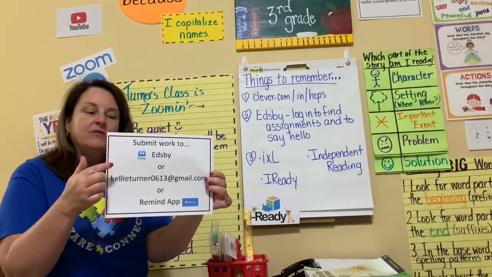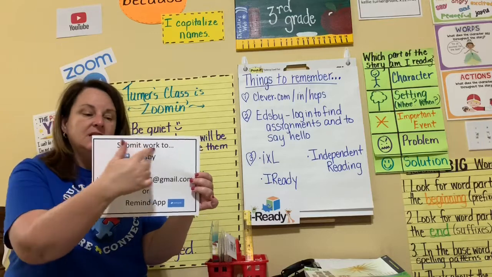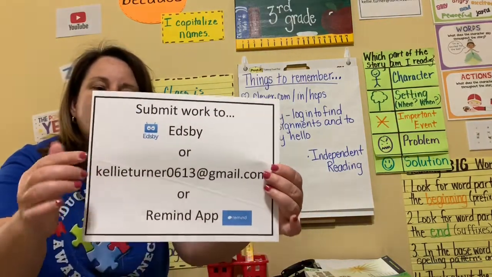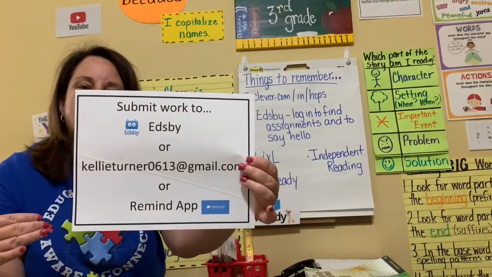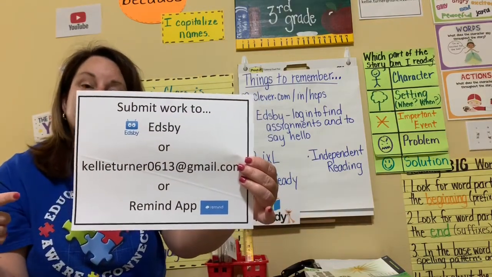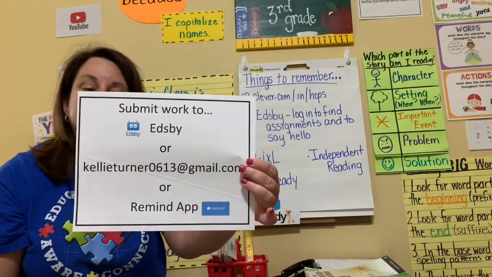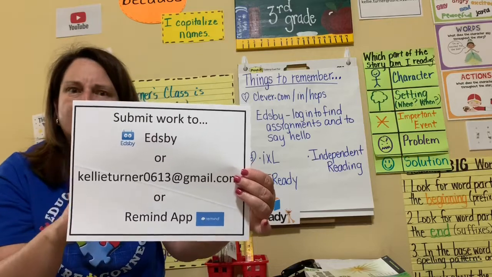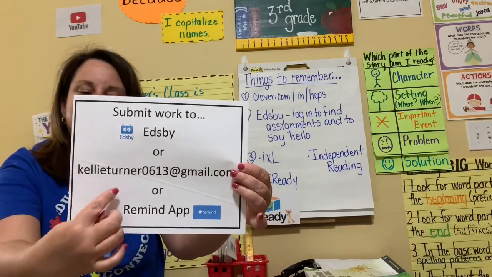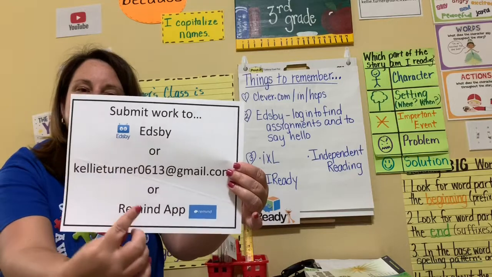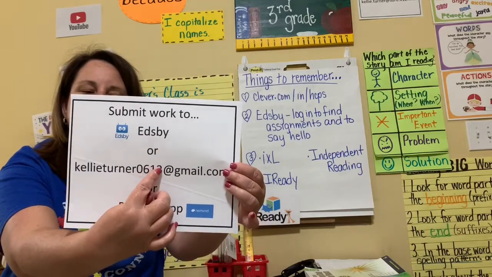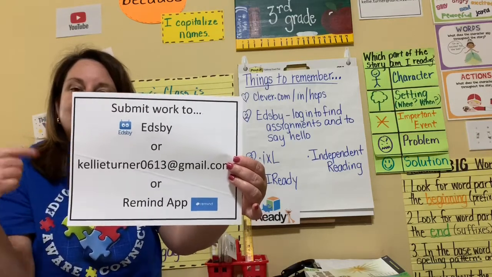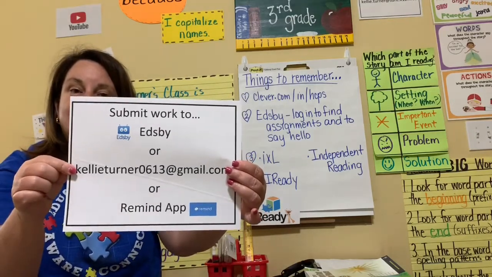But from today on, there are 3 ways that I can think of for you to submit work. One easy way is to go into Edsby. I'm going to move a little closer. Maybe you can see it better. Go into Edsby, upload your documents, take a picture, upload your picture into Edsby, and send it to me in a message. You can email it to me. I have a Gmail account I never used, but now I'm using it. It's Kelly Turner 0613 at gmail.com. So you can snap a picture and send it to me at that email address.